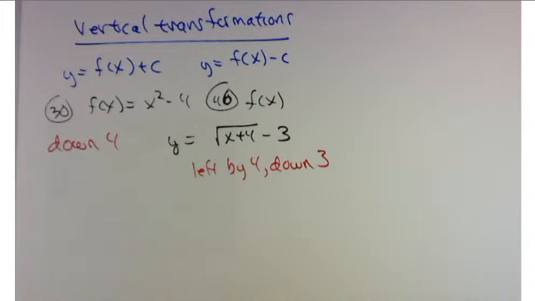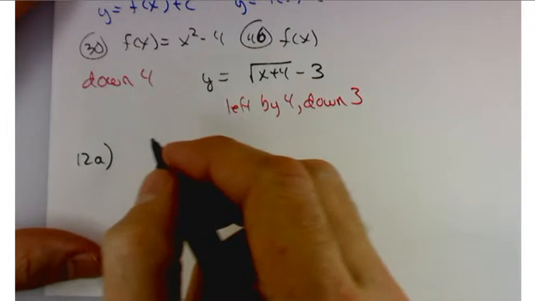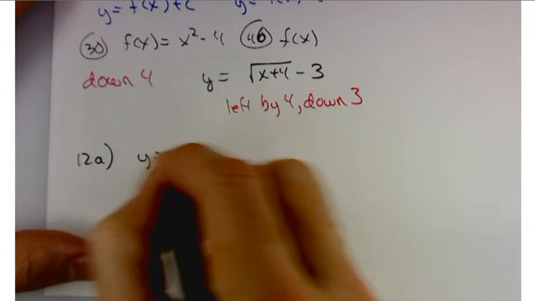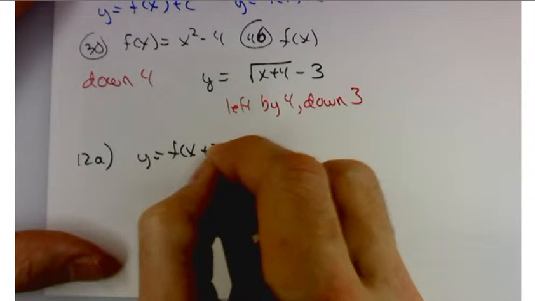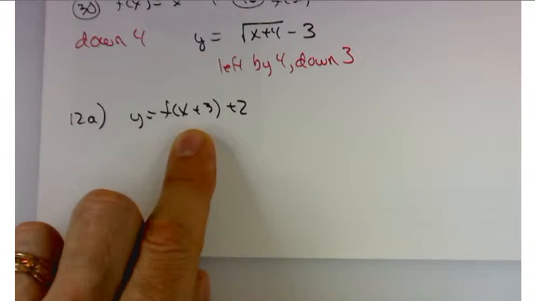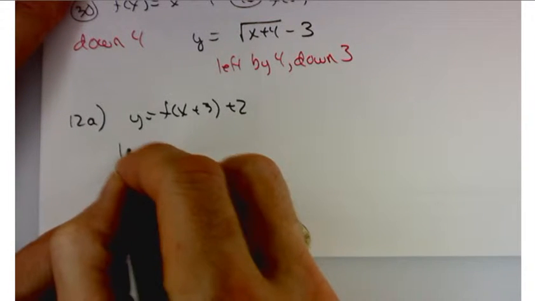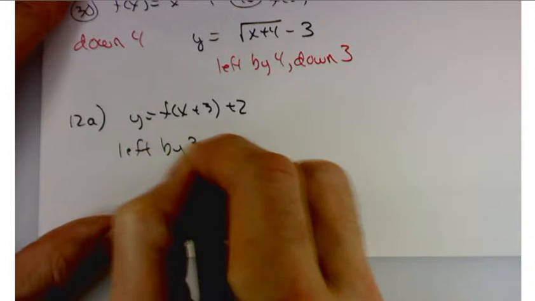So let's take a look at problem number 12 then. Same kind of thing, but we're going to start using this f of x notation. So problem number 12a looks like this. Got the graph of y equals f of x plus 3 and plus 2. Thank you, Lucas. Shifted to the left by 3 and up by 2. Left by 3, up by 2.